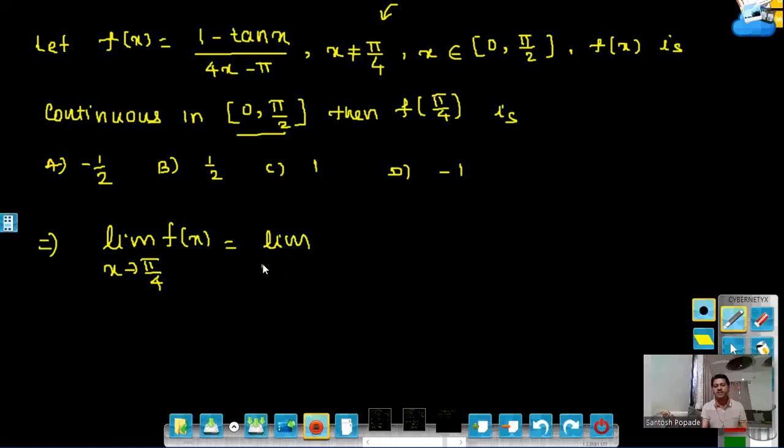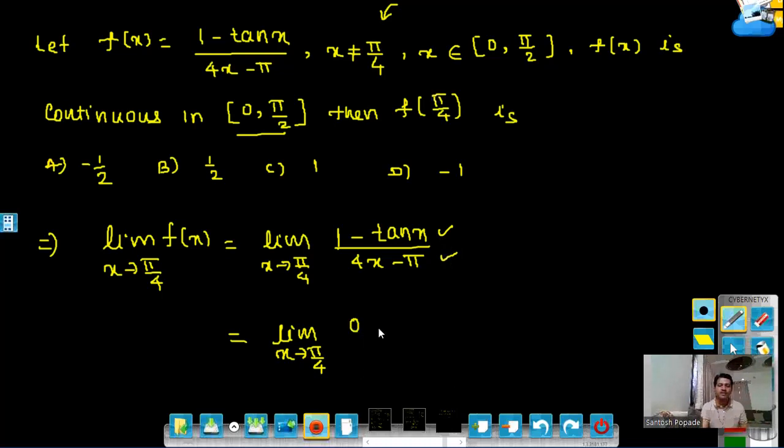And if a function is continuous at pi by 4, then limit of f of x as x tends to pi by 4 equals f of pi by 4, which I need here. So this is equal to limit of 1 minus tan x upon 4x minus pi as x tends to pi by 4. You can observe that the denominator becomes 0 and the numerator, if you put the value of x to be pi by 4, you do it yourself, both become 0, and so I can use L'Hopital's rule. For L'Hopital's rule, differentiate the numerator and denominator separately. The derivative of 1 is 0, minus the derivative of tan x, which is sec square x, divided by the derivative of 4x, which is 4, minus the derivative of pi, which is 0.